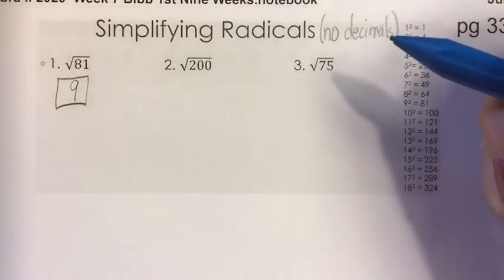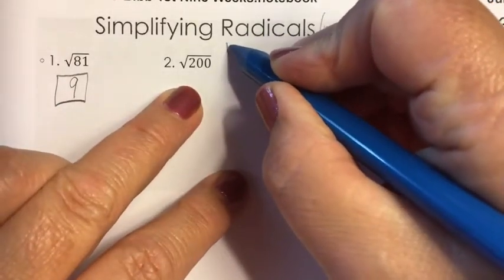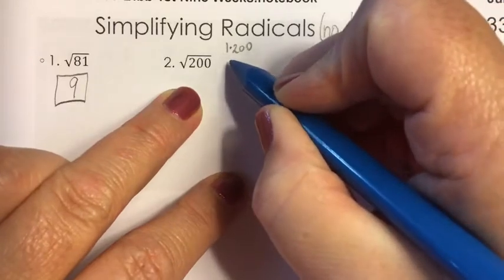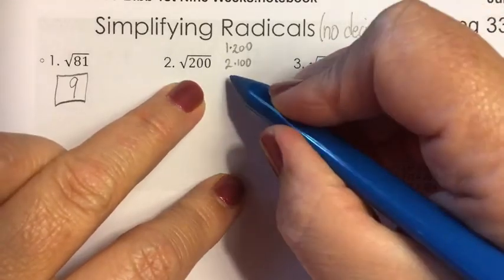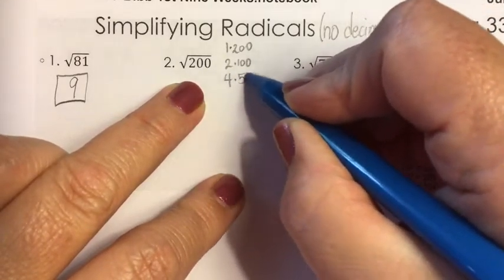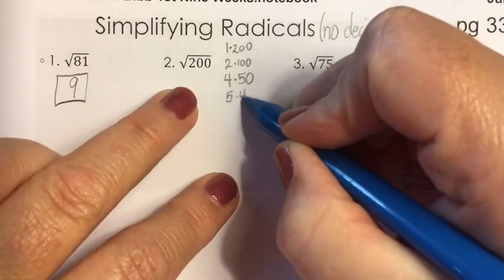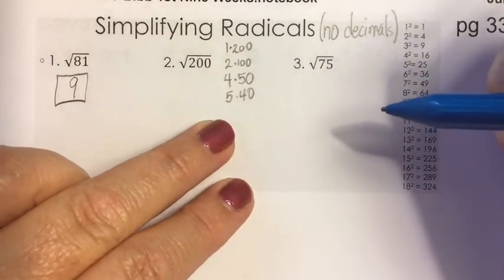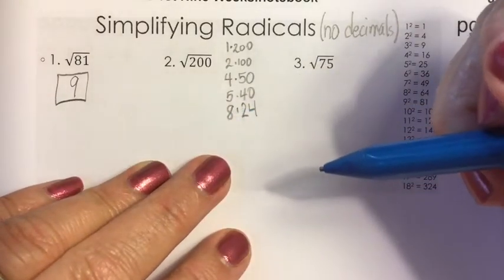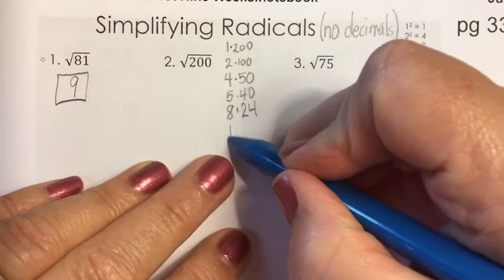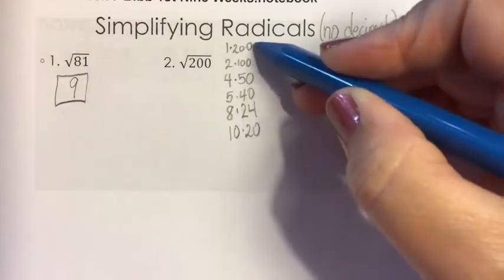This is what I suggest that you do. Write down the factors of 200, the things that multiply to give you 200. 1 times 200. 2 times 100. 3 won't divide evenly into 200. 4 will. 4 times 50. 5 times 40. 6 will not go into it. 7 will not go into it. 8 times 25. 9 will not divide evenly into it. 10 times 20. These are all the factors of 200.